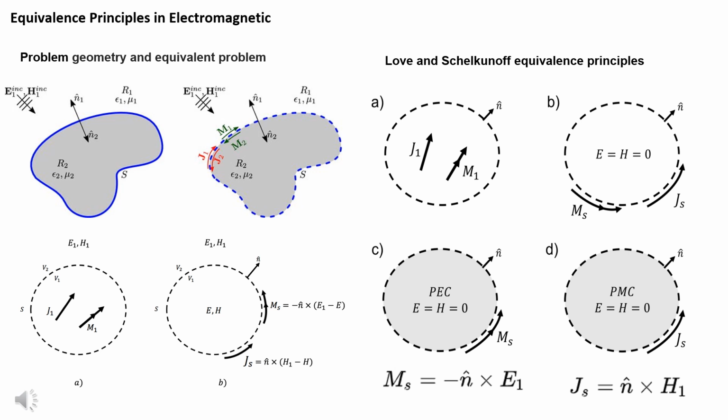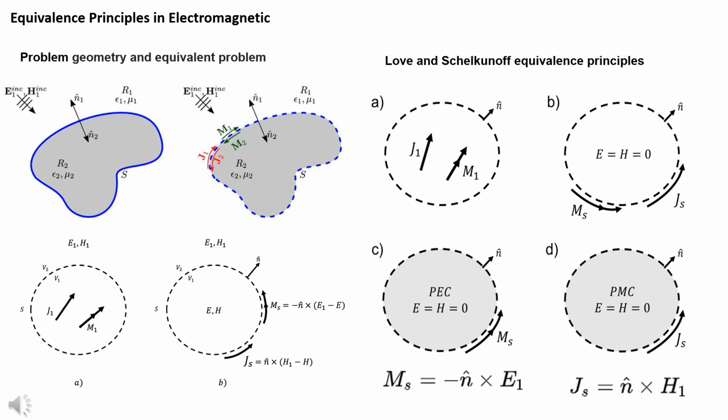On the right, we have an illustration of Love's and Schelkunoff's equivalence principles. Starting with part A, we have the original problem. Part B shows Love's equivalent problem, where the fields inside the region are replaced with equivalent surface sources, ensuring that the external fields remain unchanged while the internal fields are adjusted. Parts C and D show Schelkunoff's equivalent problems, part C with a perfect electric conductor and part D with a perfect magnetic conductor. In both cases, the external fields remain the same as in the original problem, but the internal sources and boundary conditions are chosen to match the physical constraints of the conductors.